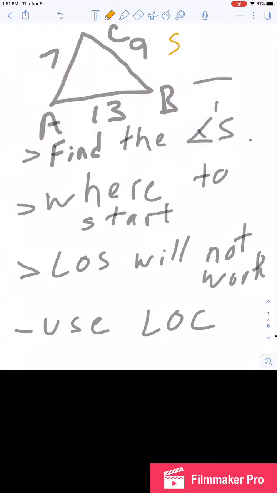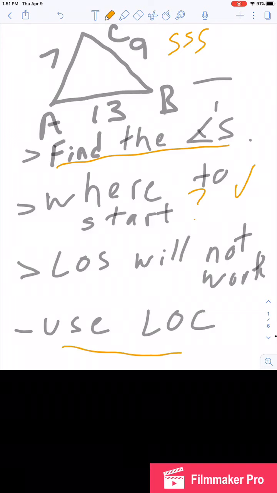So we have to find the angles first. This is a side, side, side situation. Where would we start? Do we go with the 7, 9, or the other one? Well, we want to start with the big angle because law of sines will not work in this situation, because you have two unknown angles. Therefore, we have to use law of cosines.